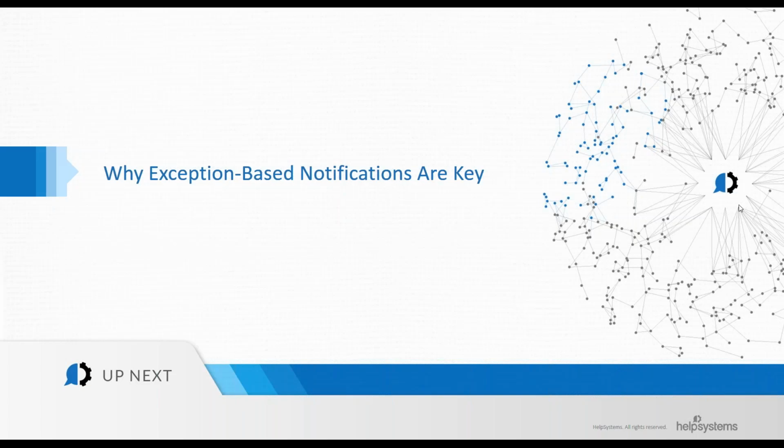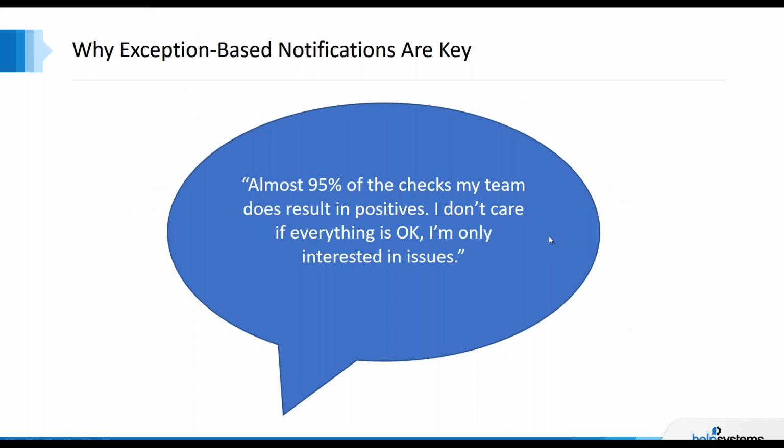Okay, thank you very much for those that replied. Here's a quote from a data center manager that I met at an event last year. Almost 95% of the checks my team does result in positives. I don't care if everything is okay. I'm only interested in issues, or better still, warnings before issues occur. Now, I think this is quite powerful. I hadn't thought about this before. So this guy has a team of people that are doing manual checks. 95% of the time, they're checking something, everything's okay, it's a tick in a box. He doesn't care about those, he cares about this 5%.